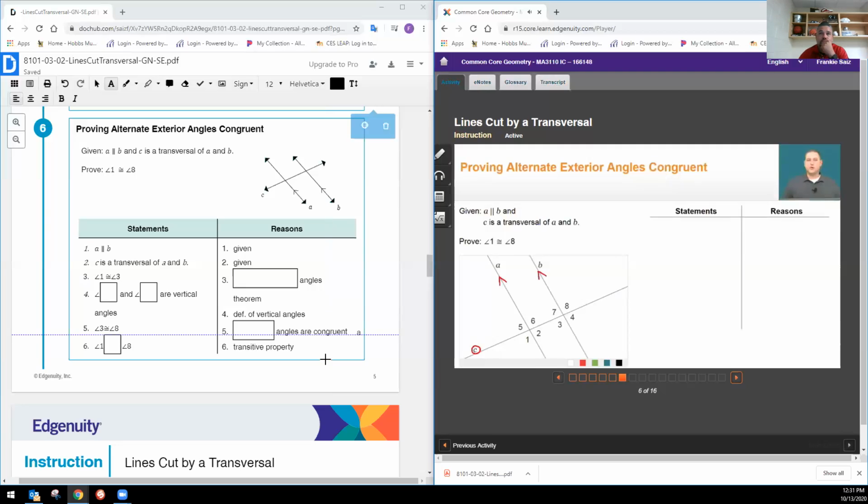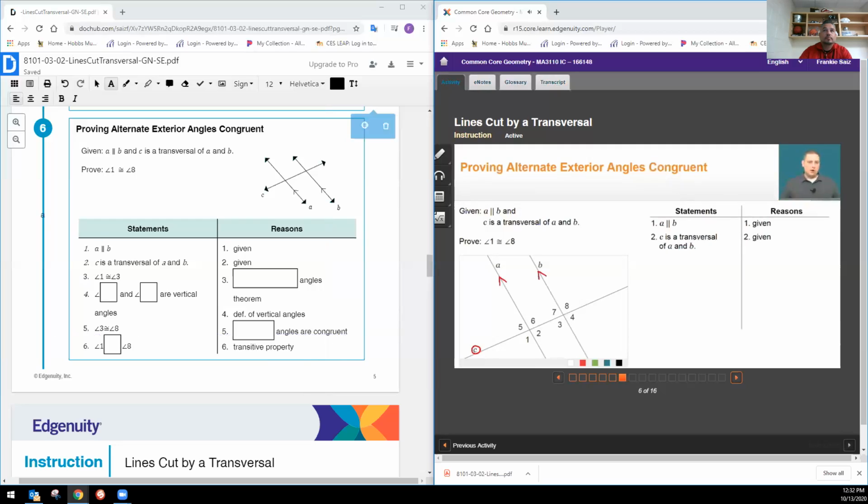So let's go to our proof here. I need to start with what I'm given. I'm given that lines A and B are parallel to each other, so let's state that that's given. What else am I given? I'm given that C is a transversal of A and B. That gets me started, but how do I prove angle 1 is congruent to angle 8? Well, what if we start with angle 1?